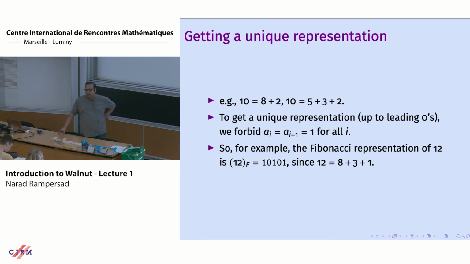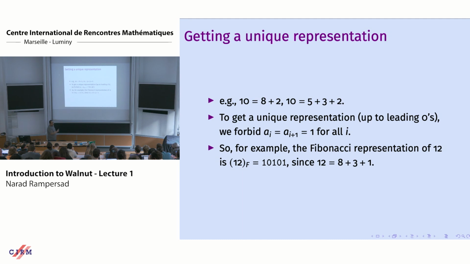But we can eliminate the ambiguity, or these multiple representations, by not allowing you to use two consecutive Fibonacci numbers in your representation, right? So if you did have two consecutive Fibonacci numbers, just remove them and replace them with the next bigger one by the Fibonacci recurrence, right? So you are just not allowed to use consecutive Fibonacci numbers in your representation.